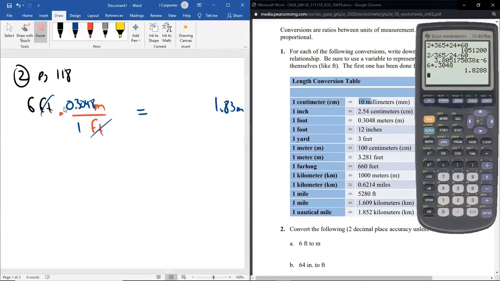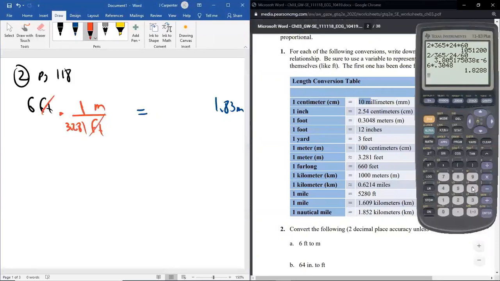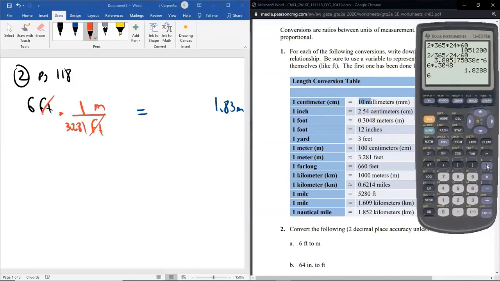But instead of using that one, let's use the other one. So that's the answer we got with using row 3. Let's go back to row 4, 5, 6, 7. That 1 meter is 3.281 feet. So now the 1 goes with the meter this time, and the bottom one is a 3.281 feet. Feet will still cancel. Now, because that 3.281 is in the bottom, we're not going to multiply, we're going to divide. See, that's the big difference here. 6 divided by 3.281.